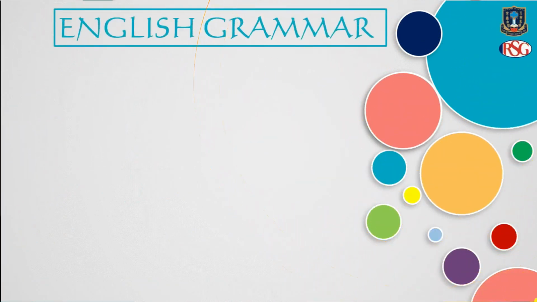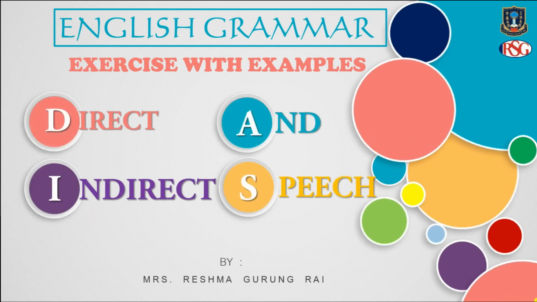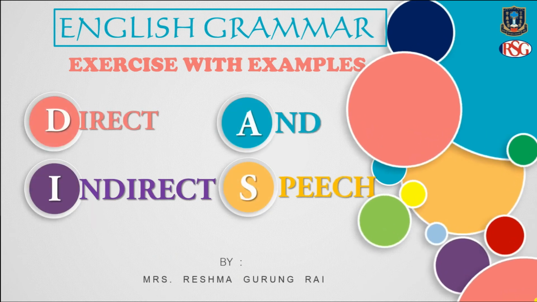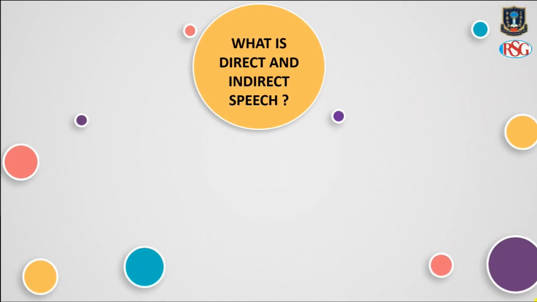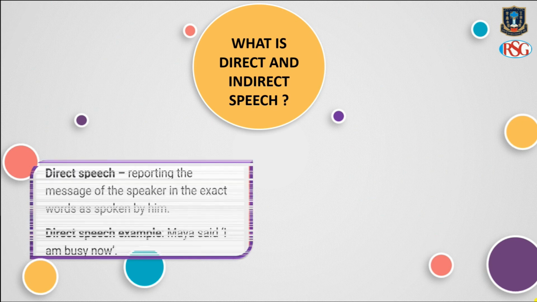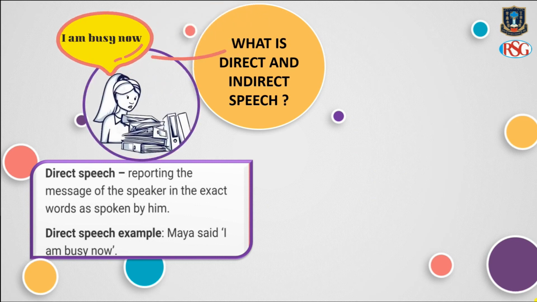In today's English language class, we shall take up some exercises on direct and indirect speech. Before we proceed to the exercises, first let us try to understand what direct speech and indirect speech are. Direct speech is reporting the message of a speaker in the exact words as spoken by the person. For example, Maya said, "I am busy now."